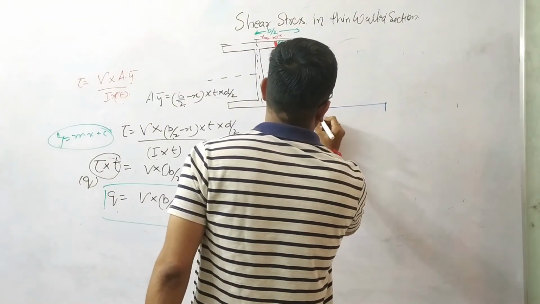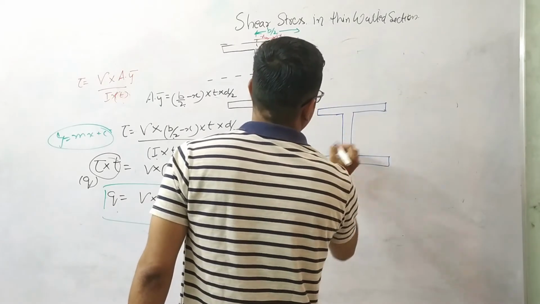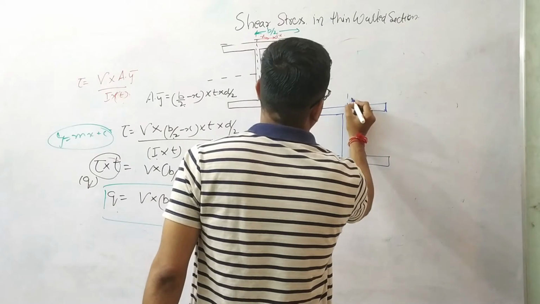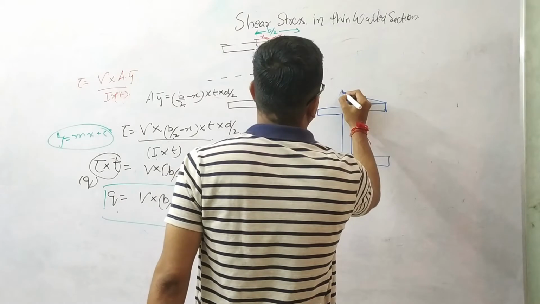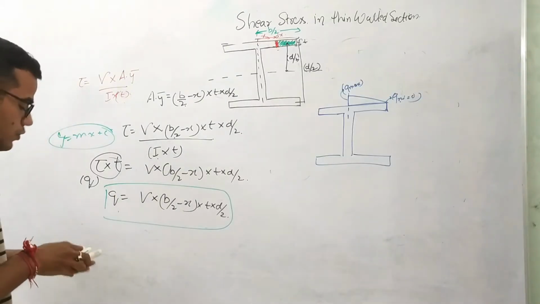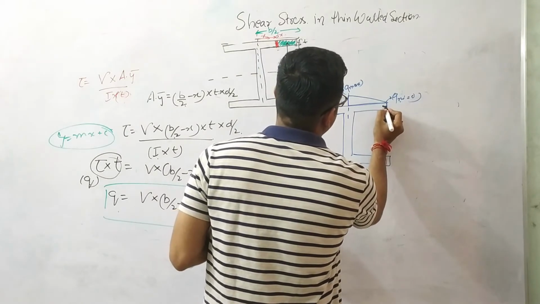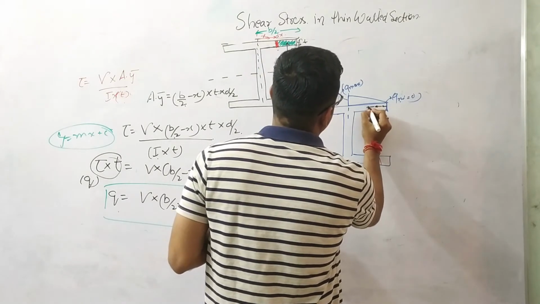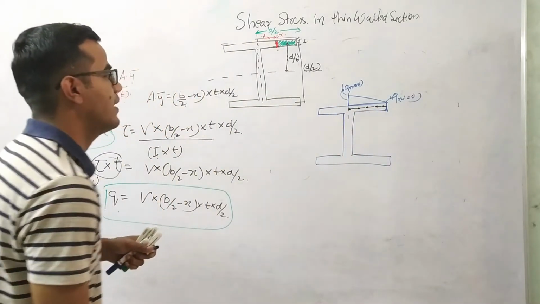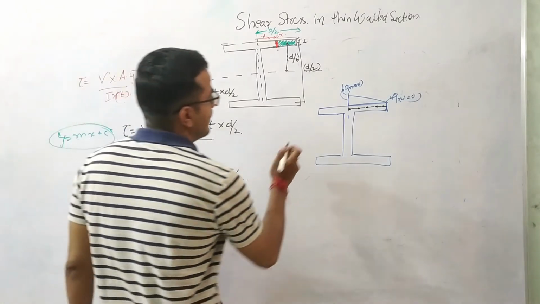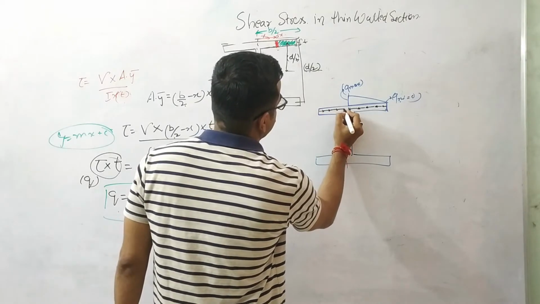This is the I section, and this is the variation of the shear flow. At this point, our shear flow will be 0. The magnitude will vary like this: at this portion it will be very less, then a little bit increase, then it will be increasing along this flange. At this portion, it will be maximum. By symmetry, we can say that at this location our flow will look like this.